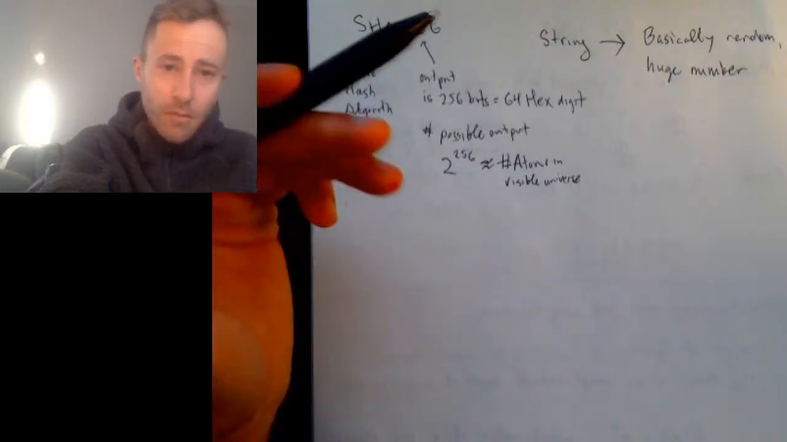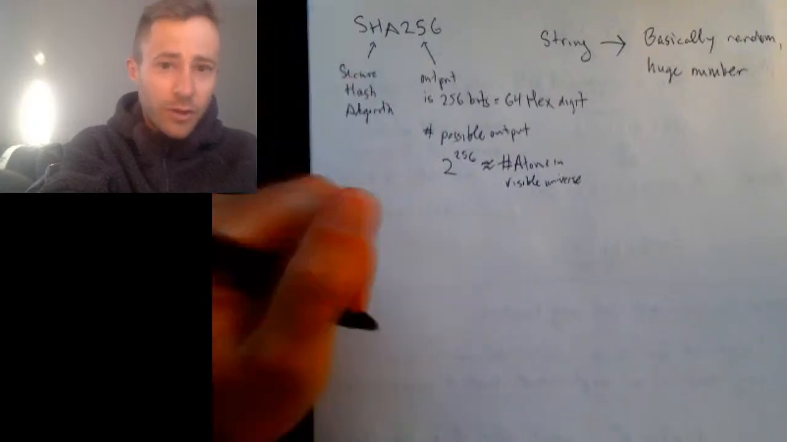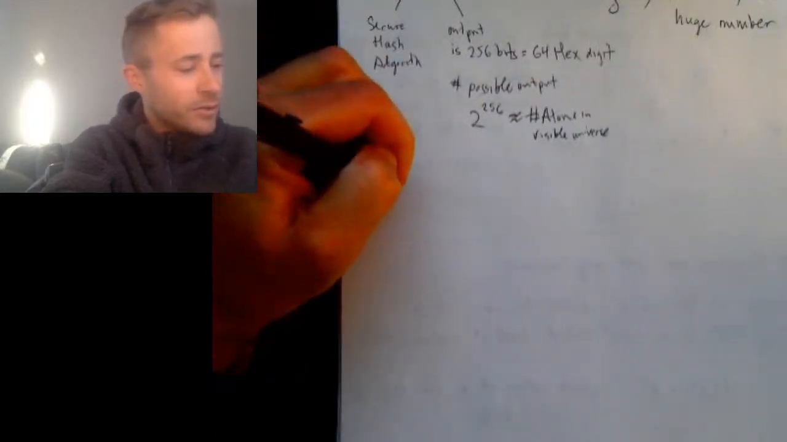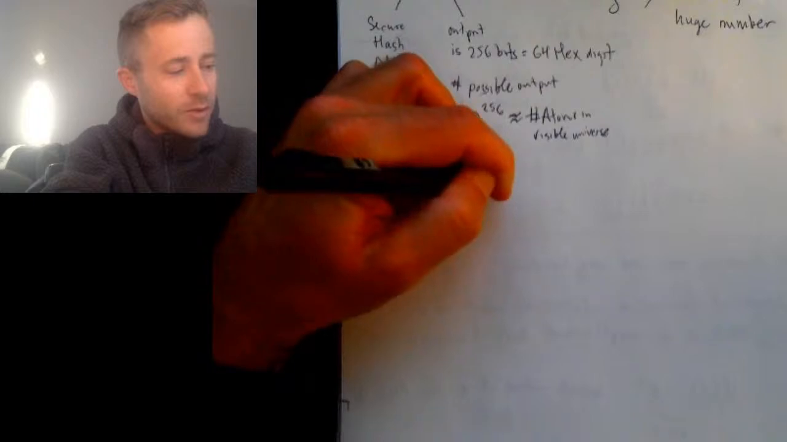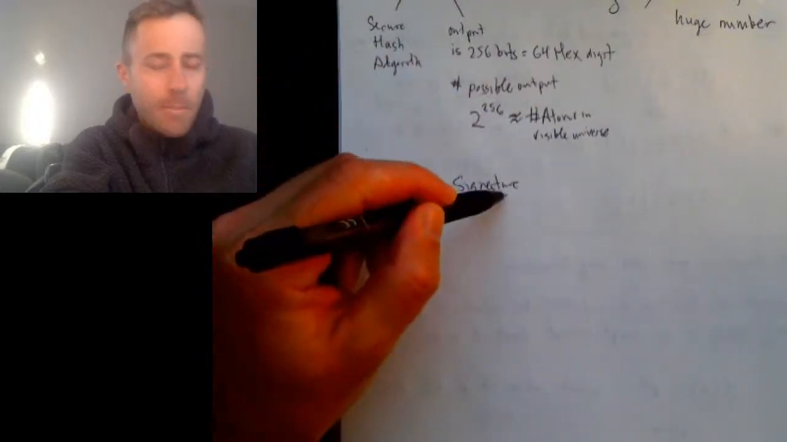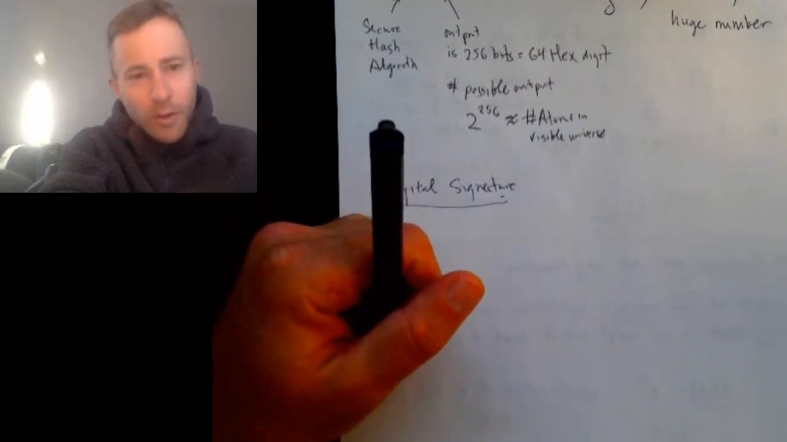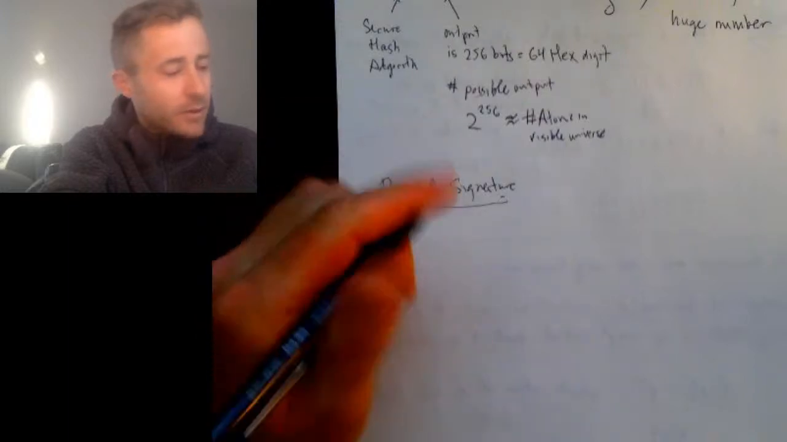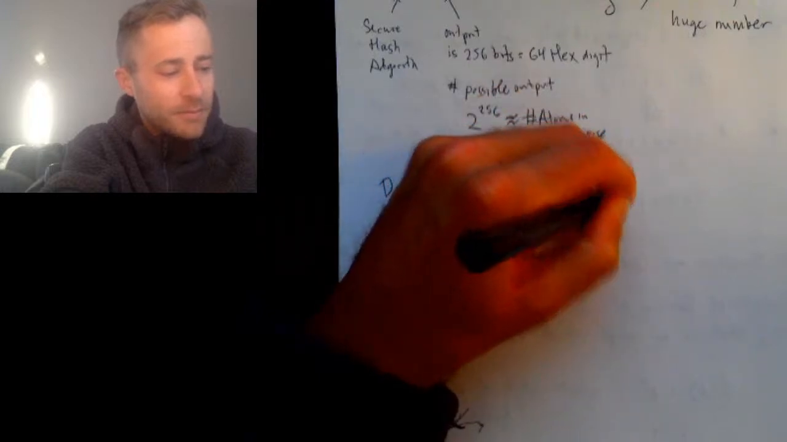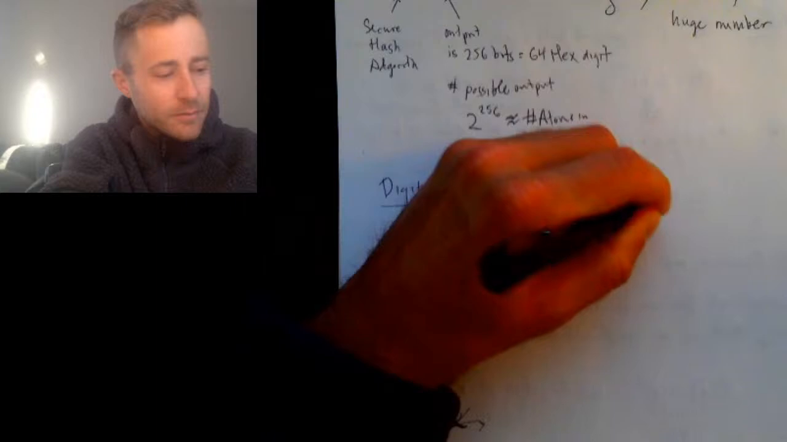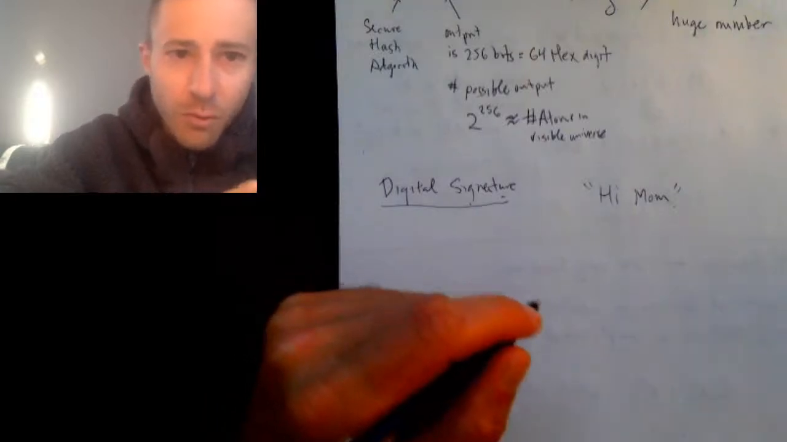All right. So how are hash functions used? One of the ways you can use them is to make a digital signature. And this is what your assignment is about today. Okay. So what if you wrote a document? So maybe your document is, "Hi, Mom." Okay. And you wanted to prove that you wrote that document.